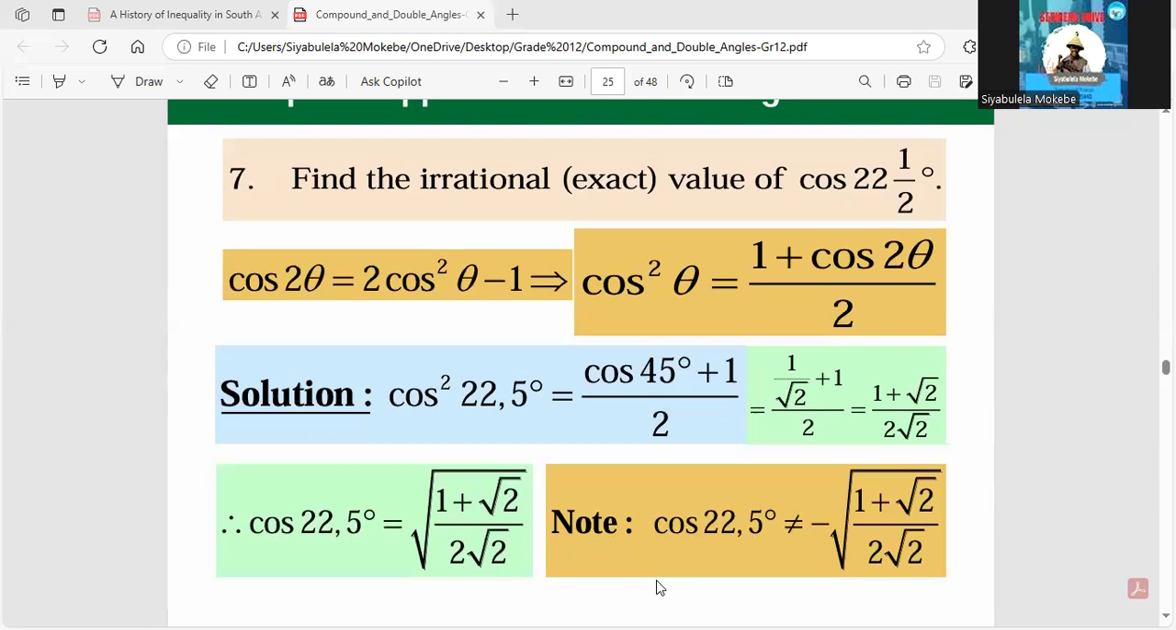And note that this is not equal to the negative answer. Obviously, because 22.5 is in the first quadrant, and in the first quadrant, all trigonometric ratios are positive. So you can't have something that is negative.